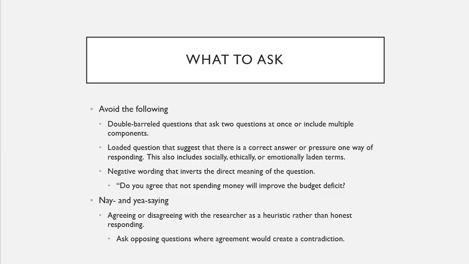Now, another aspect that happens with survey respondents is what's called nay or yay saying. It's agreeing or disagreeing with the researcher as a heuristic rather than honest responding, meaning that people will go through, and if they generally like the topic that the researcher is investigating, then they will answer a certain way. They may not even read the questions. They'll just answer all one way. If they're filling in bubbles, for example, they might bounce between the top 2 or 3 bubbles. Or if they really don't like the researcher or what they're talking about, they might go to the negative side and say, well, gee, that's all awful.